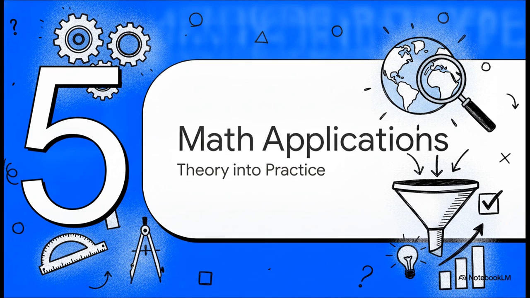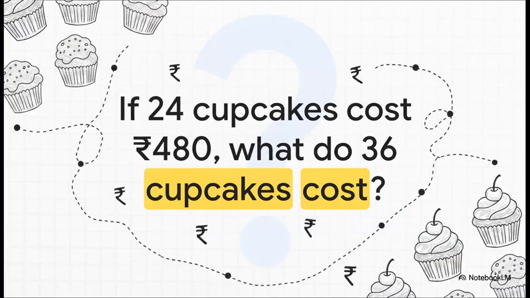Section 5. Real-world math applications, putting theory into practice. So, we are now in the final stage of our funnel. Let's put the theory, those hooks, and the formulas to the ultimate test. Take a look at this direct variation problem from Orchids International School. If 24 cupcakes cost 480 rupees, what do 36 cupcakes cost? This is exactly the kind of real-world application that hooks a student's attention. Suddenly, we're not just doing math, we're talking about dessert.